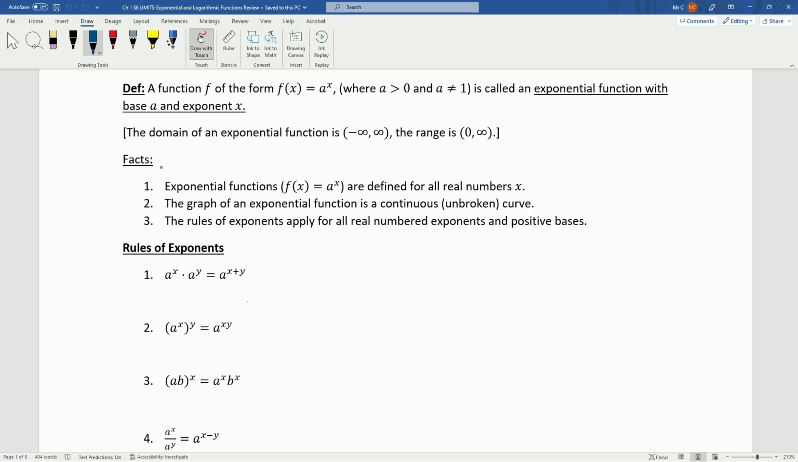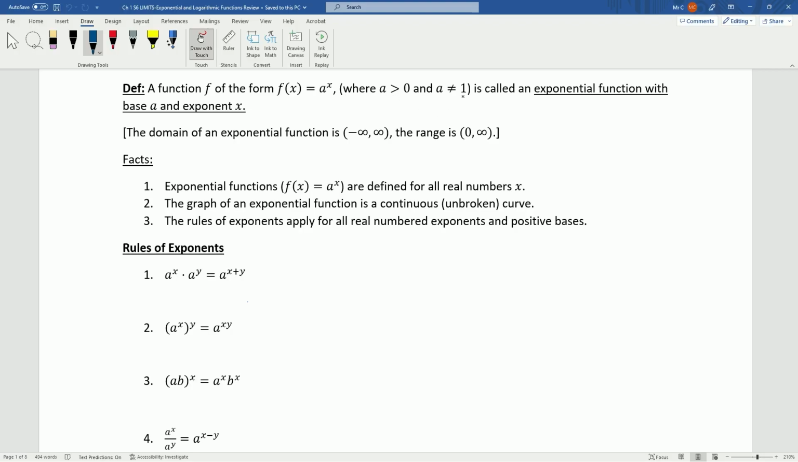So first of all, let's recall the definition of an exponential function. A function f of the form f of x equals a to the x, where a is greater than 0 and not equal to 1, is called an exponential function with base a and exponent x. So a couple quick things.